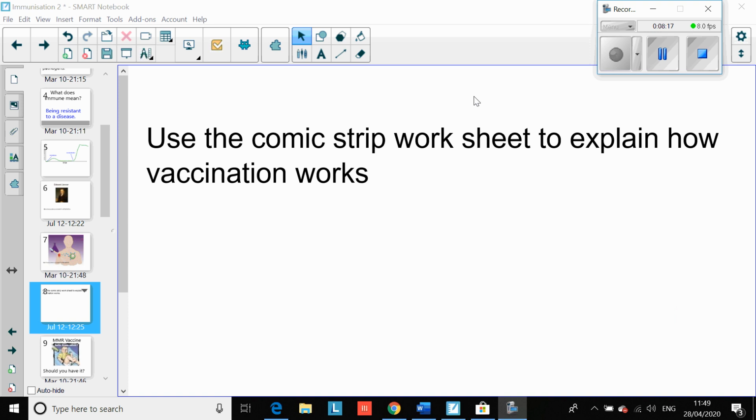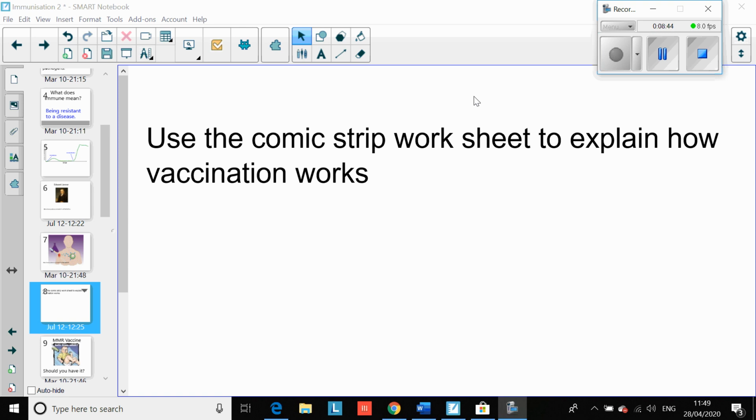Now, also in assignments, I have put a blank comic strip and also the descriptions of that. So what you need to do is cut out the descriptions and put them in the right order on your comic strip, and then in the comic strip, in the space above where the descriptions go, you can draw a little picture showing what actually happens.